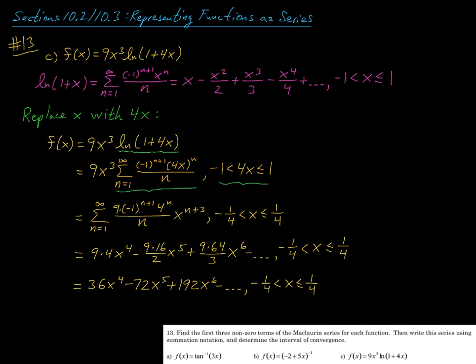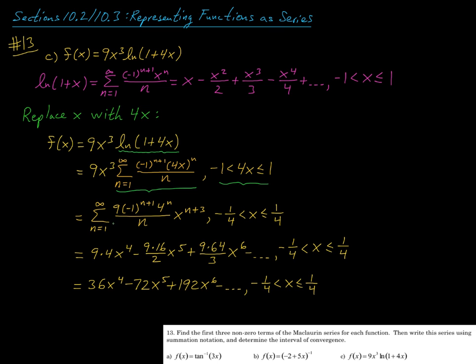When n is 1, we get 9 times negative 1 squared times 4 to the first over 1. So that's 9 times 4. And then for the x, I get an x to the 4th. So I get 36x to the 4th when n is 1. When n is 2, we're going to get 9 times negative 1 to the 3rd, and then 4 squared, that's 16, over 2. And then for the x, I get x to the 5th. All right, so this simplifies to minus 72x to the 5th.